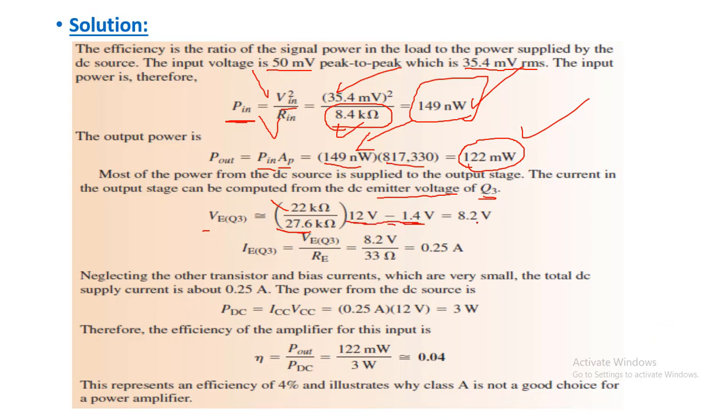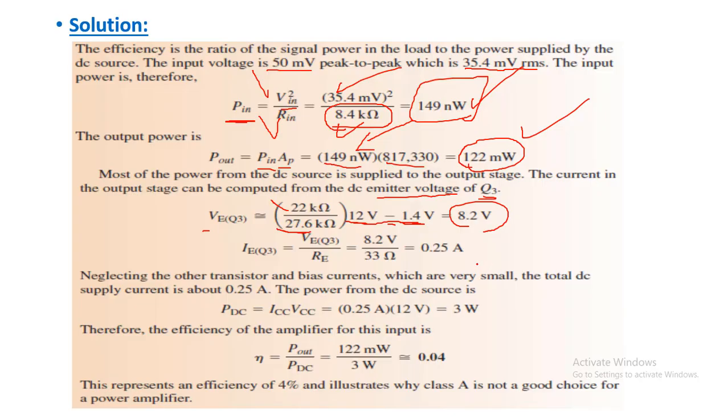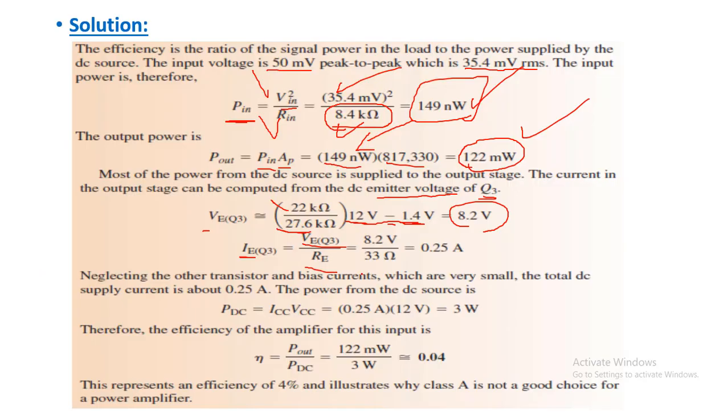So we will be getting 8.2 volt at this point. Similarly, we have to find the current at this point. So this voltage divided by the resistance. And what is the resistance? The resistance is 33. If you divide this voltage by this resistance, you will get the current at this point. So the current will be equal to 0.25.